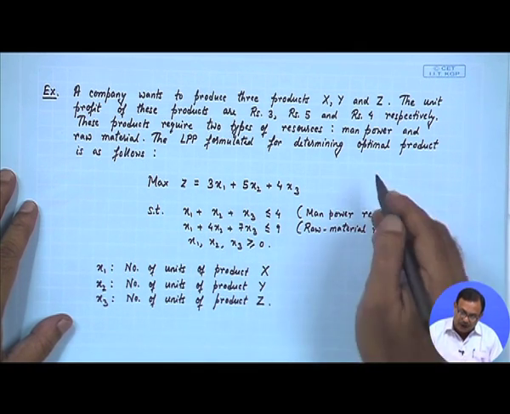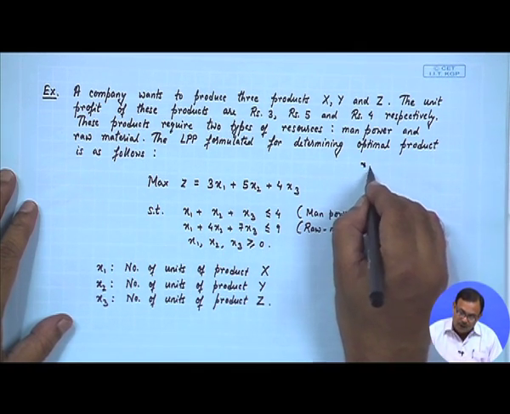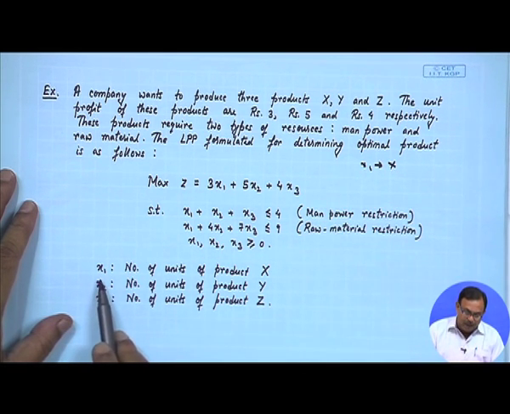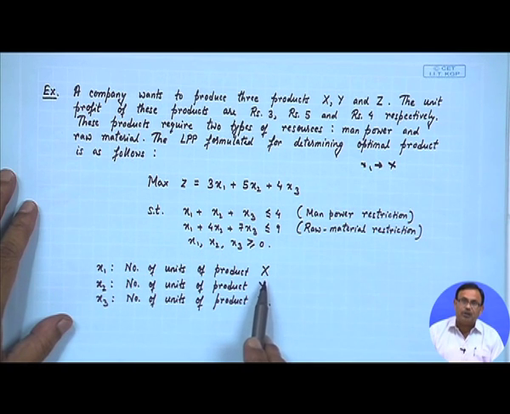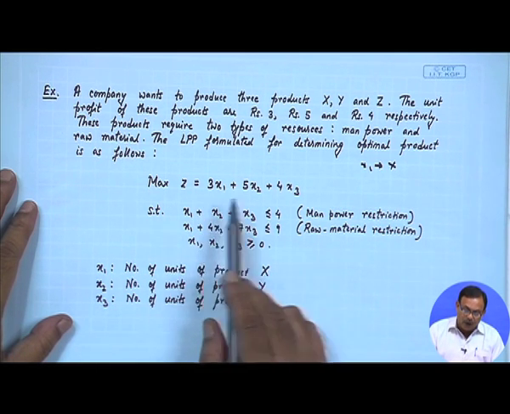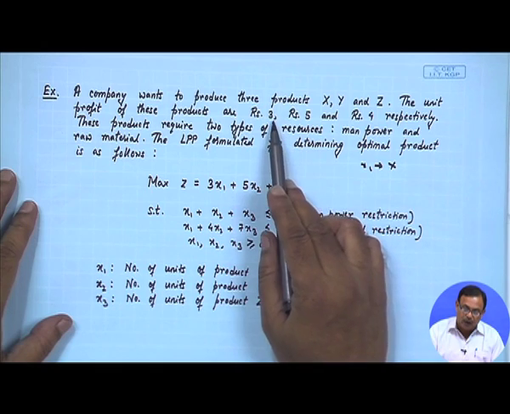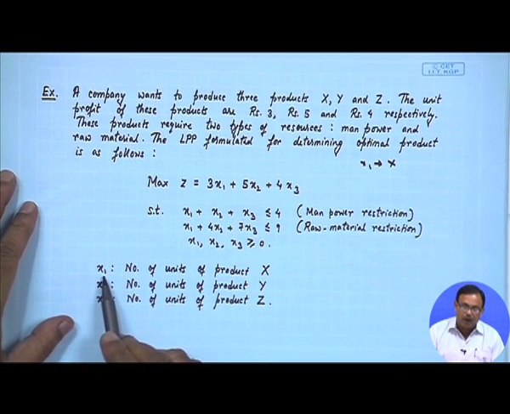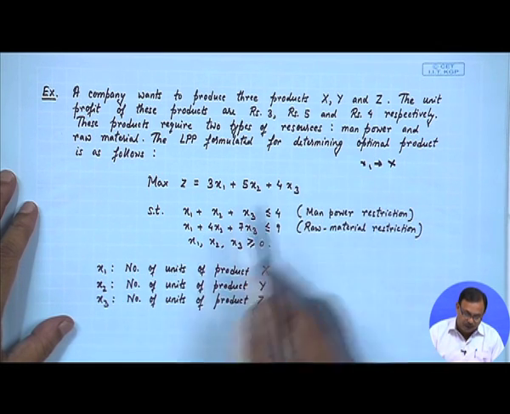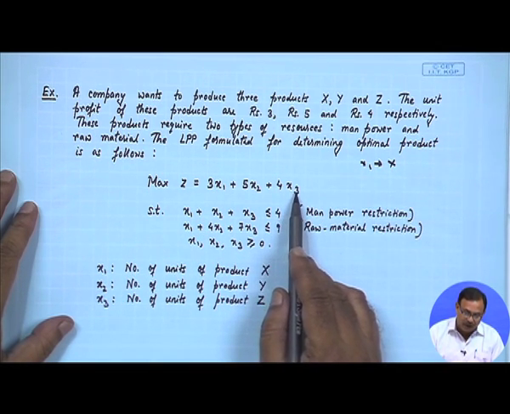Here I have written, x1 is the number of units of product X, x2 is the number of units of product Y and x3 is the number of units of product Z. So, in this case my problem will be to maximize 3 into x1, because unit profit for product 1 is 3. Similarly, maximize 3x1 plus 5 into x2 plus 4 into x3.